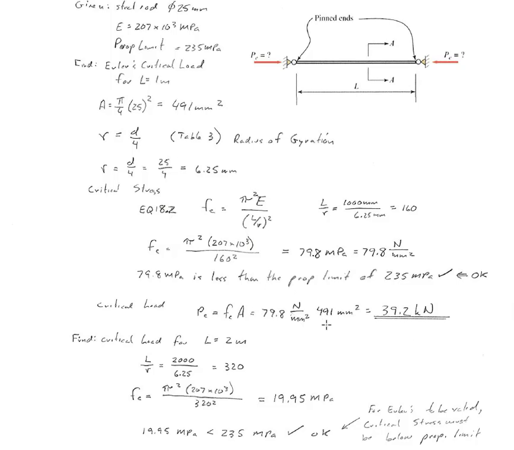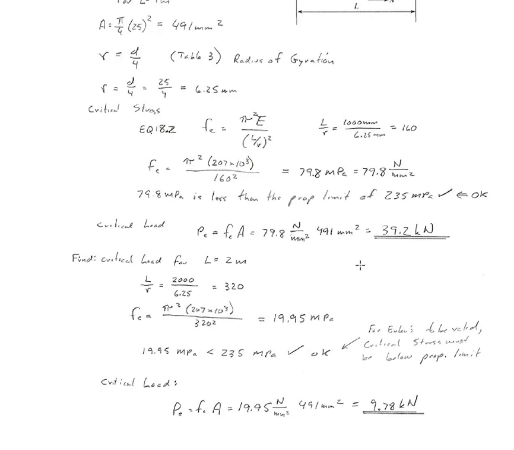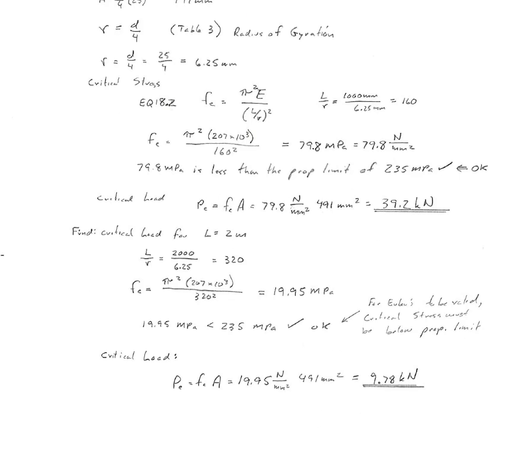So if we were to do that same thing for the critical load for L equals 2 meters, we get a new slenderness ratio, which is now 320 instead of 160. Our critical stress goes considerably down. If we had almost 80 MPa here, we're down to 20. We're cutting it to a fourth. Again, we'll make the check that our critical stress is below the proportional limit. So for Euler's to be valid, the critical stress must be below the proportional limit. And then to find the critical load, we'll multiply by the column area.